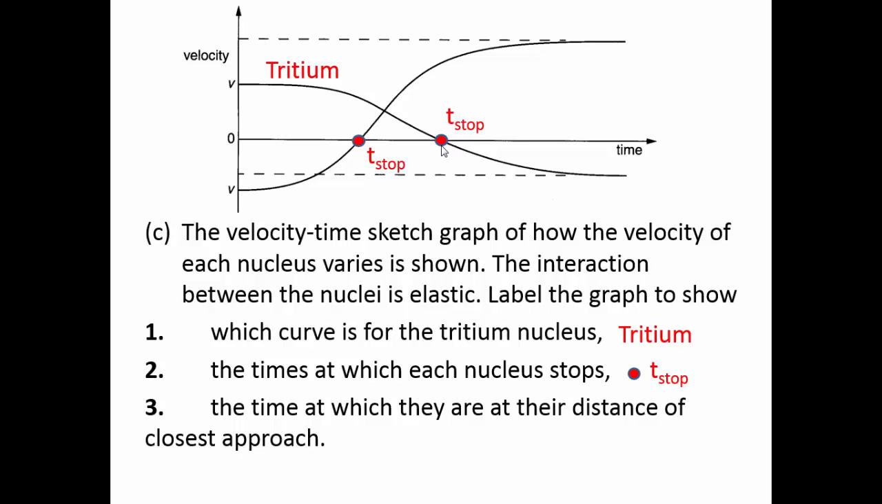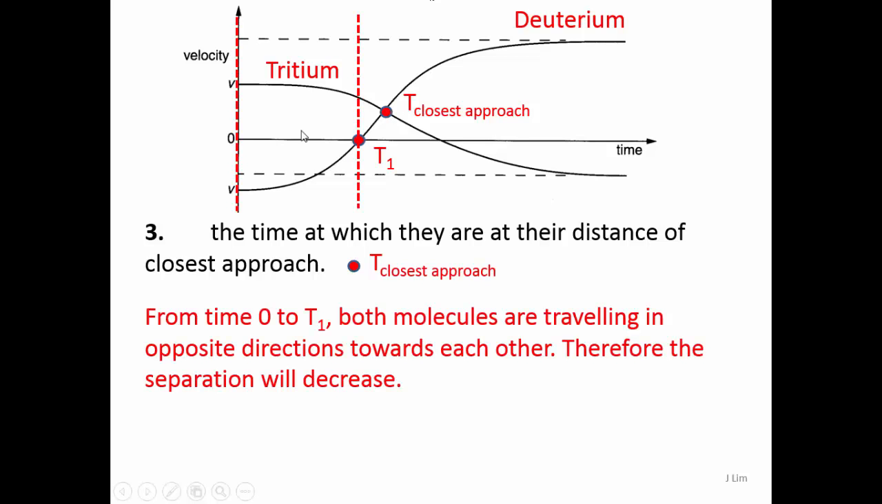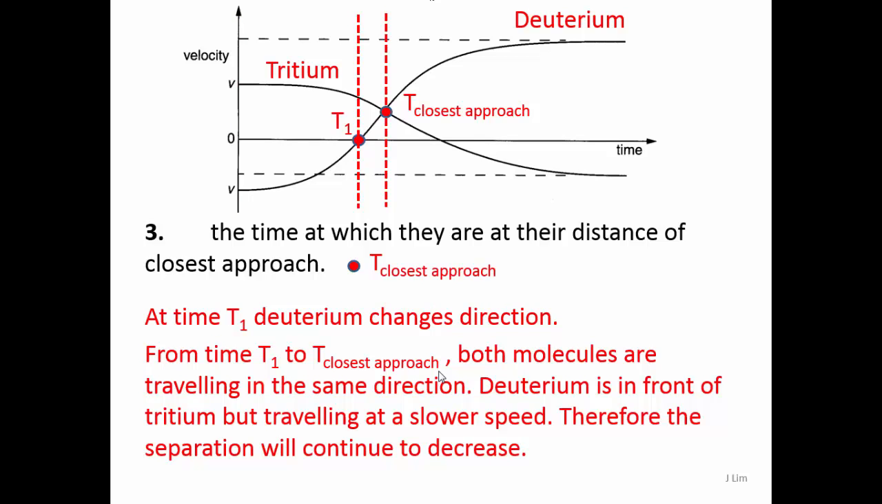The time at which they are at their distance of closest approach is given by this point. Now, from time t0 to t1, this is the point when the deuterium stops, both nuclei are traveling in opposite directions towards each other. Therefore, the separation will decrease.